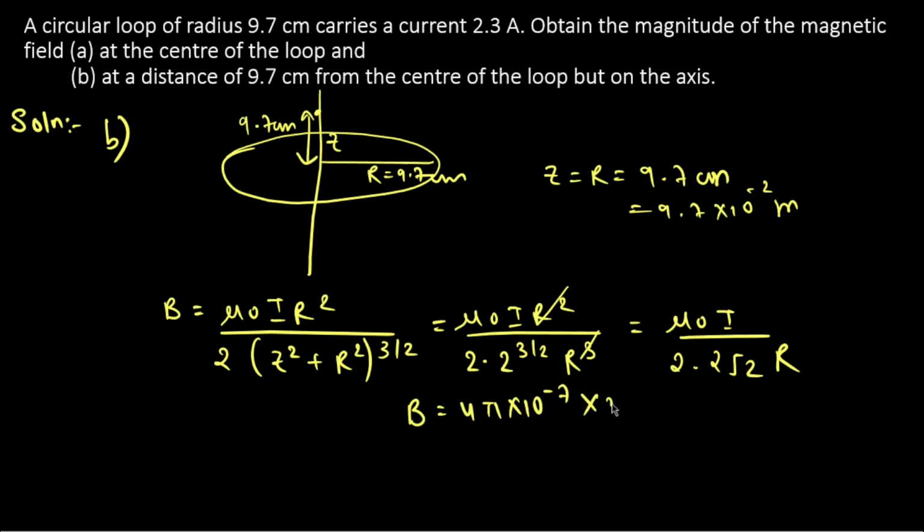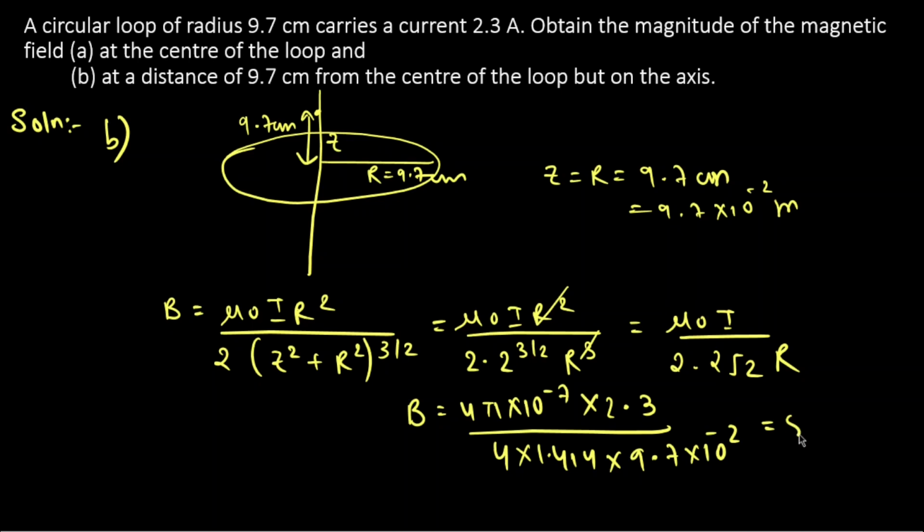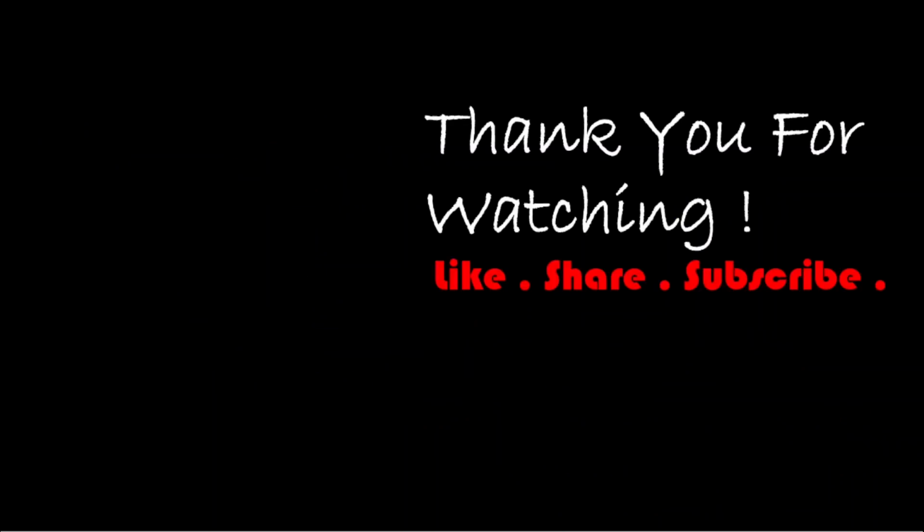Now let's put all the values, that is 4 pi into 10 raised to minus 7 into current I, that is 2.3 ampere, divided by 4 into root 2, that is 1.414, into radius, which is 9.7 into 10 raised to minus 2. So solving this we get the magnetic field on the axis at a distance 9.7 centimeter from the center to be 5.267 into 10 raised to minus 6 Tesla, which can be written as B equal to 5.267 micro Tesla. So thank you for watching this video, and we'll solve the remaining sums in the next part of this video.